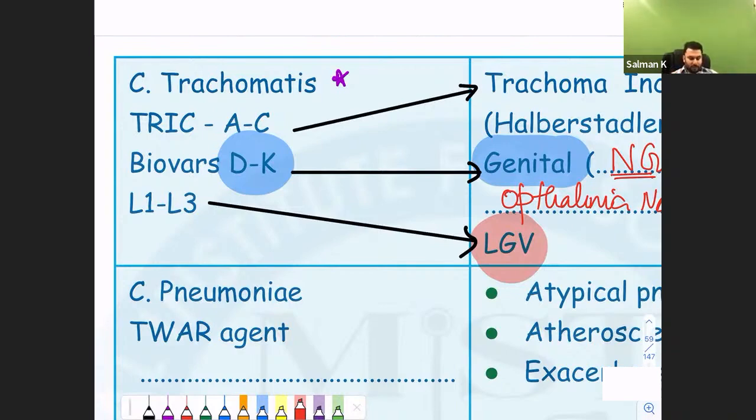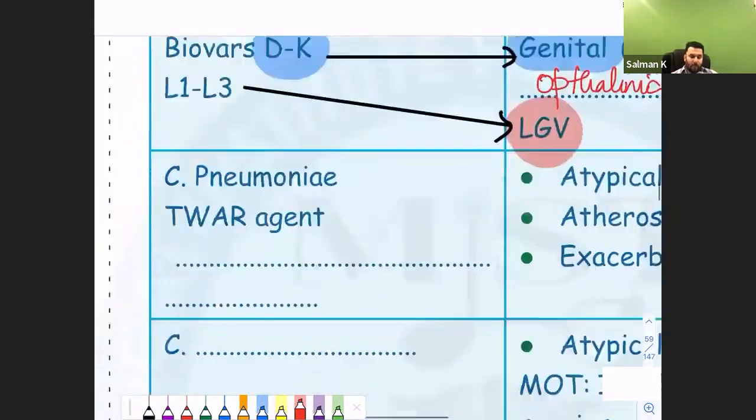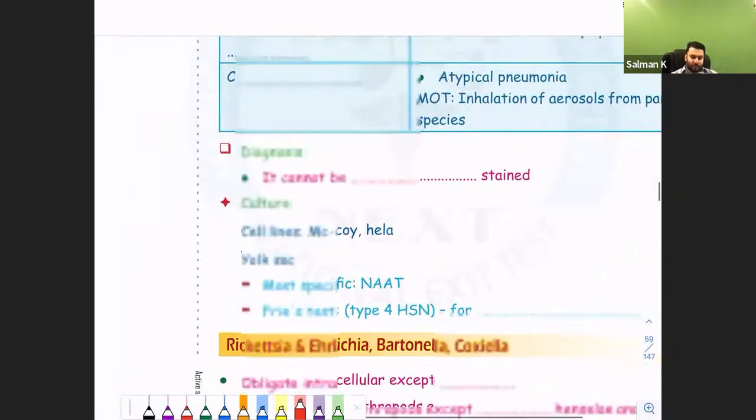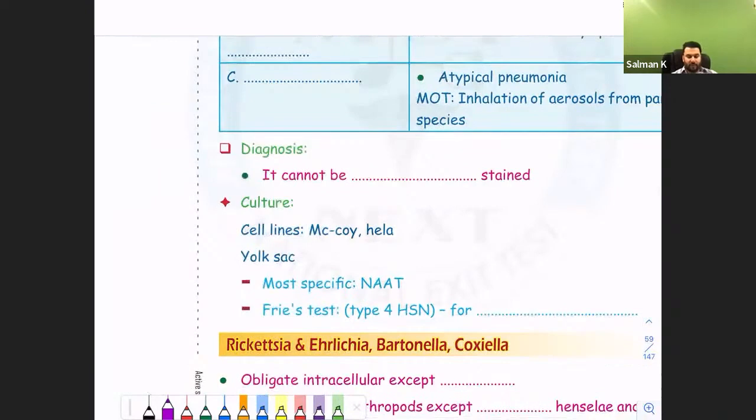Next, moving on. This is also another agent that cannot be gram stained. Since Chlamydia has some viral properties, the best test for it, just like a virus, is NAT or PCR. PCR is the best test for the Chlamydia organism.